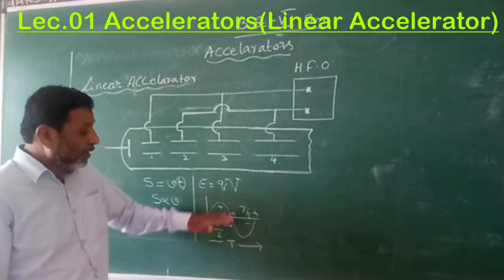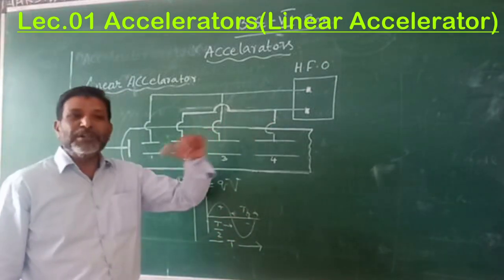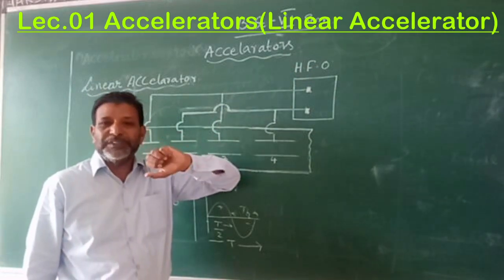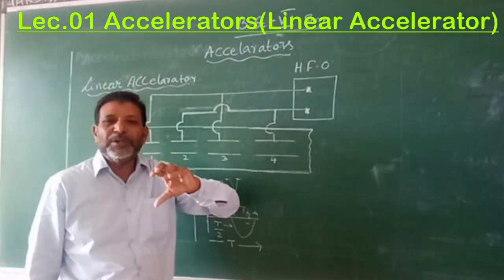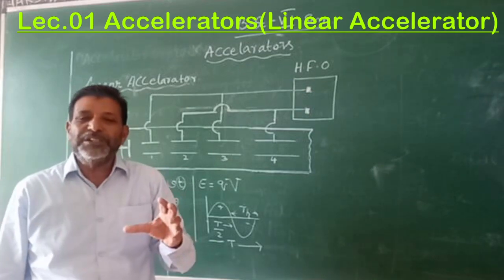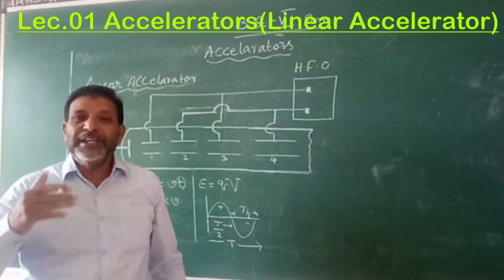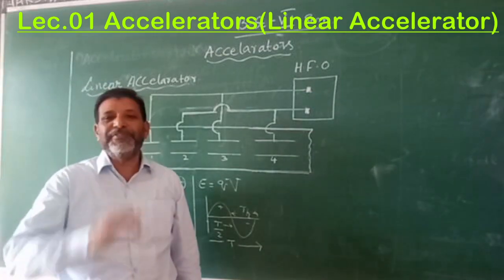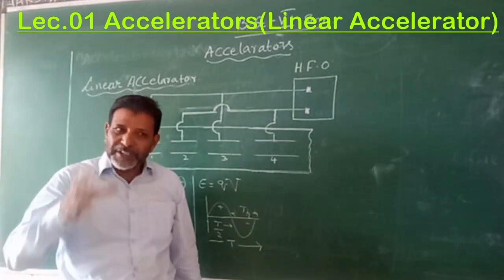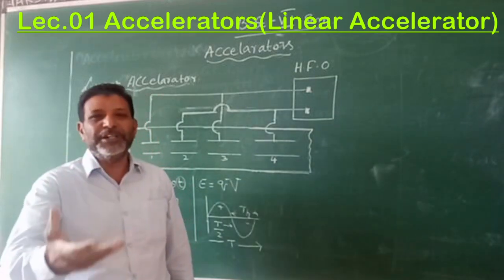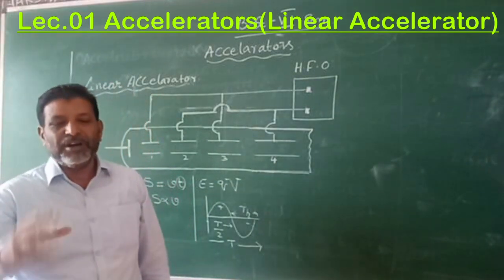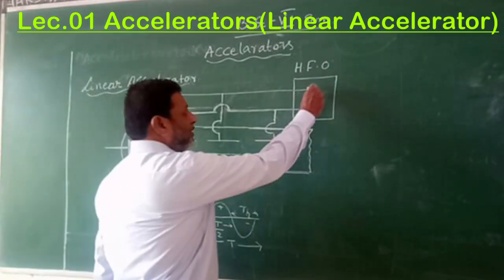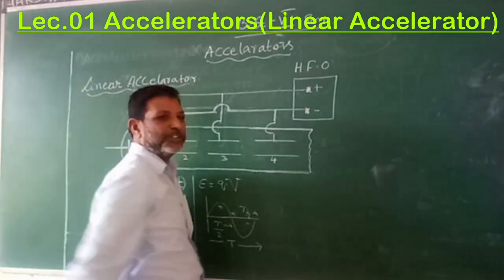Now, with the help of this, let us try to understand this case. Here we have a high frequency oscillator. Oscillator means what? An oscillator is a device which provides AC of a definite frequency. Whatever frequency of AC you want, this oscillator provides that AC of your required frequency. Now, for example, this is the positive and negative.